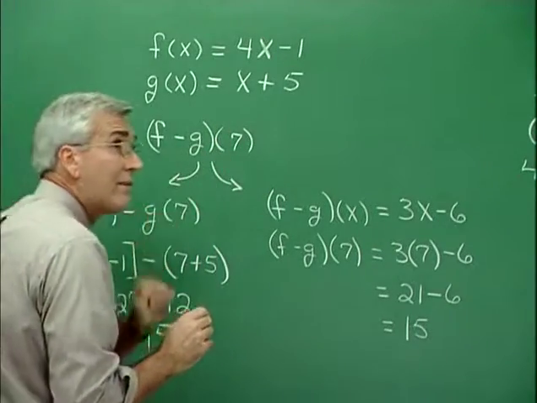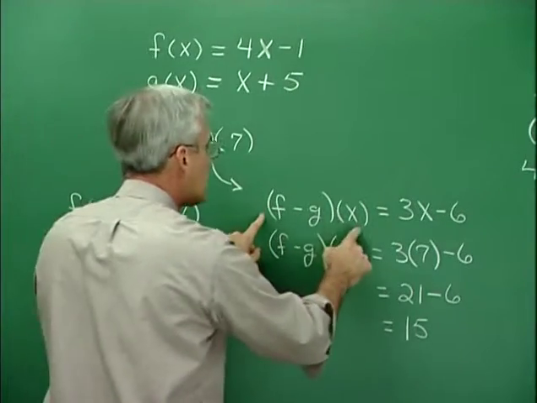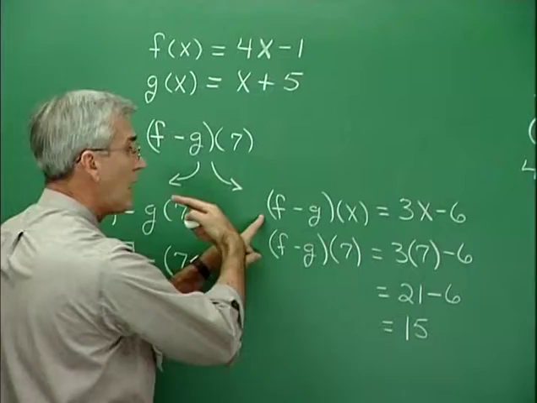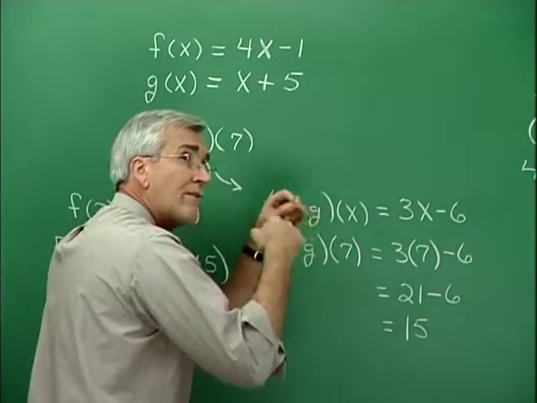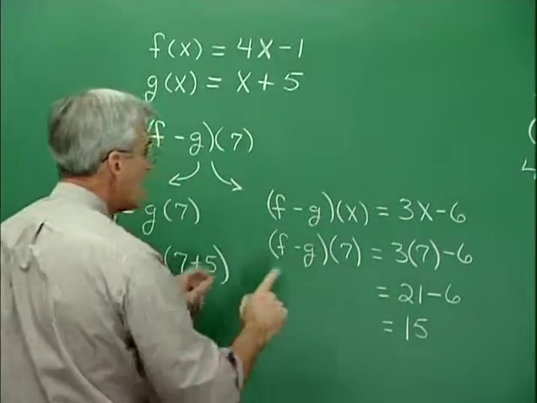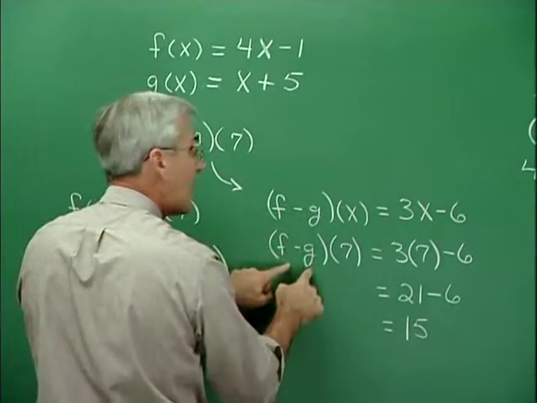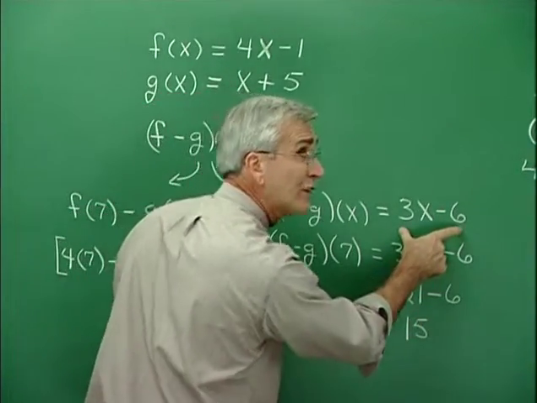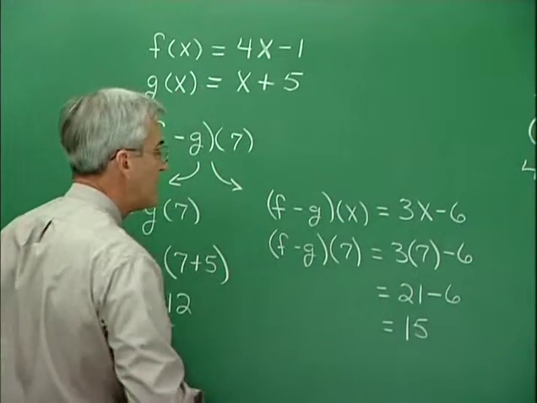Another way to deal with it, though, using this notation, we can think, well, we've already figured out f minus g of x. We know that f minus g of x is 3x minus 6. We just figured it out in the previous problem. You find the f minus g of the variable first, and then f minus g of 7 means in this f minus g function, replace x with 7. So here's the f minus g function, and we replace x with 7, and we get 15 as expected.